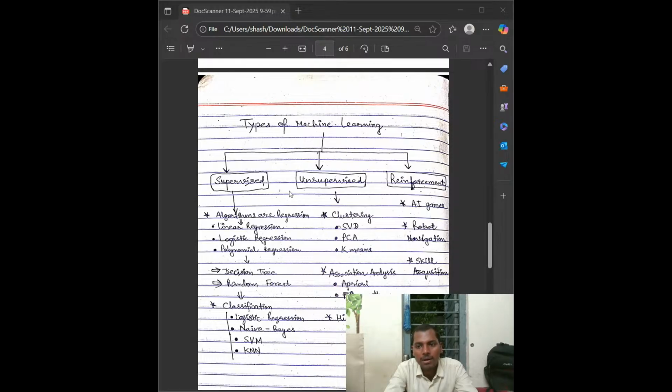In the unsupervised learning algorithms, we have clustering, which includes PCA, SVD, and K-means. In association analysis, we have Apriori and FP-growth. There is also a thing called hidden Markov model. So these are all the parts we will cover in unsupervised and supervised learning. And we have reinforcement learning, which includes AI games, robot navigation, and skill acquisition, right? So these are all the things.